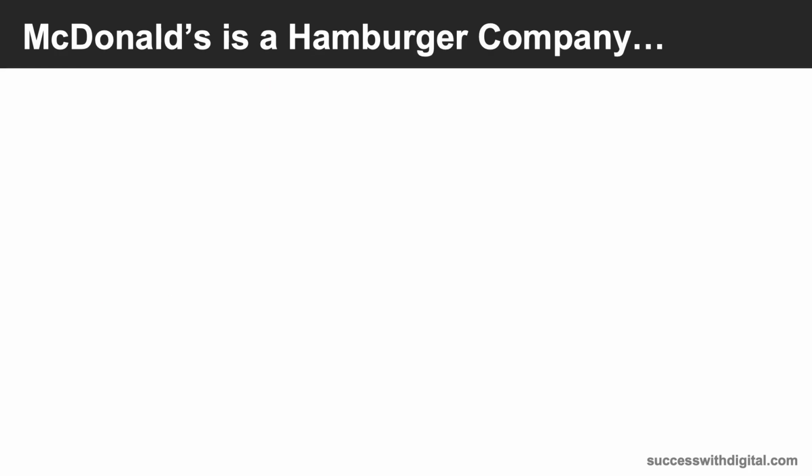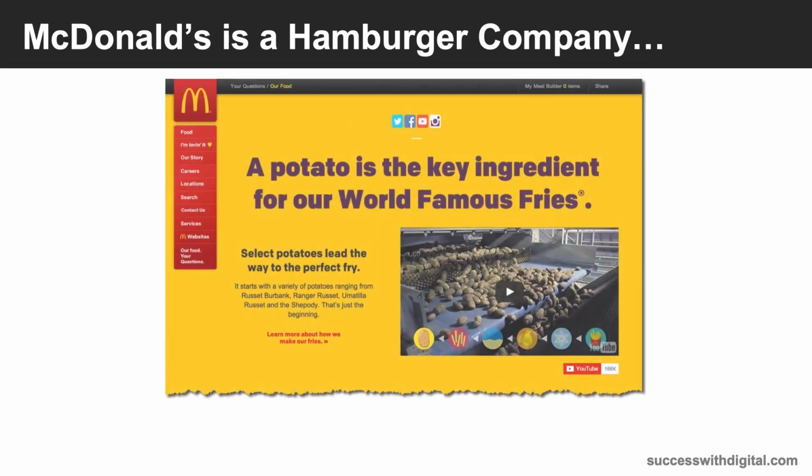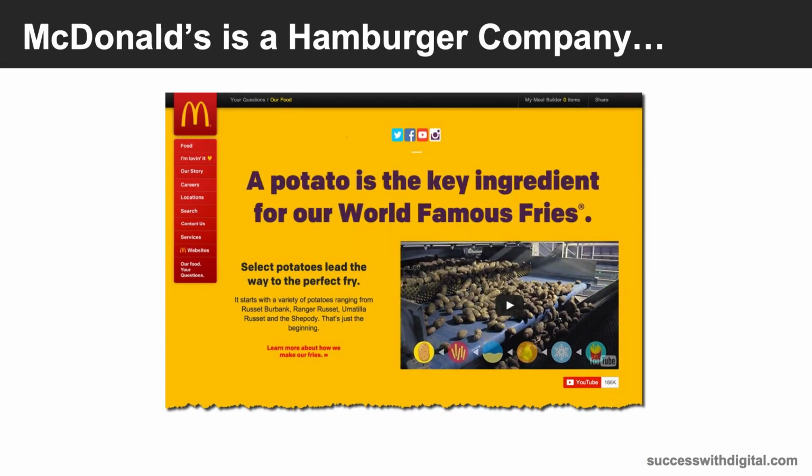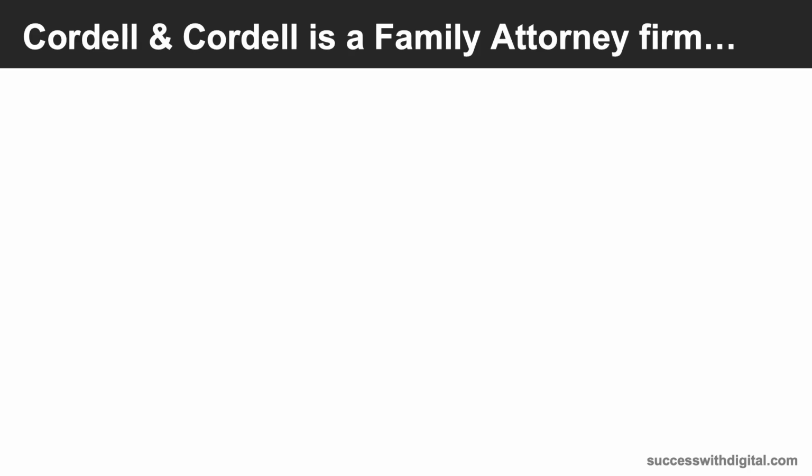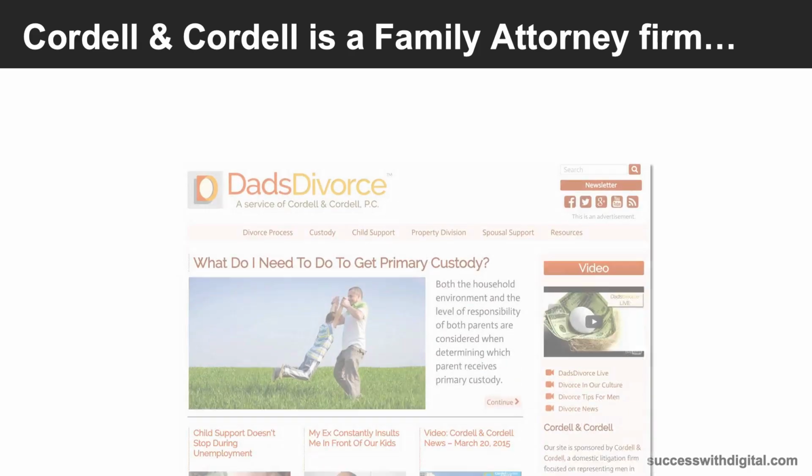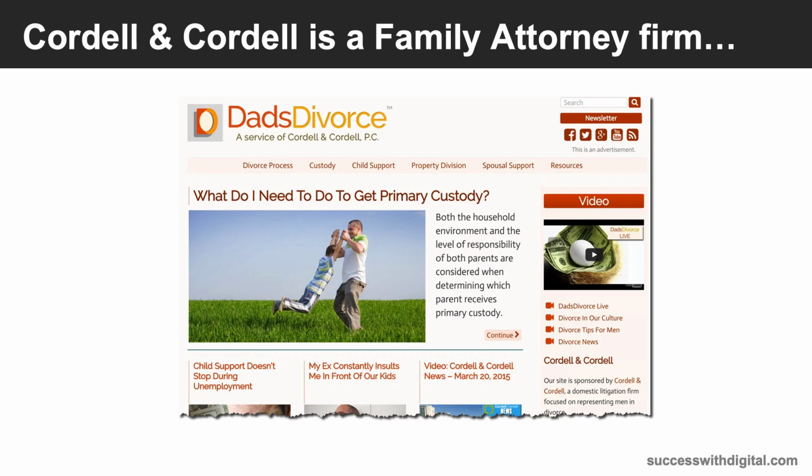So let's look at some examples. McDonald's is a hamburger company, but they use content to sell more food. There's Cordell and Cordell, a family attorney law firm, and they have a site called Dad's Divorce. It's all different articles about how men can understand the process of going through a divorce and what to expect, but at the end of the day, they are lawyers, and so they promote themselves as a domestic litigation firm. Even though they have content, they have the advertising, but it's owned.